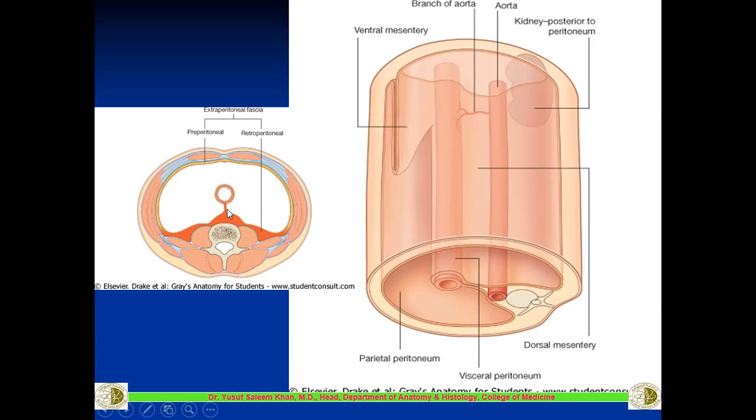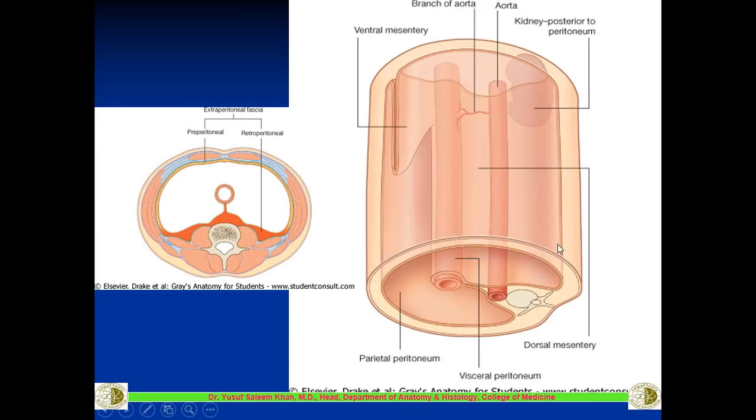This will be called the mesentery in the case of the small intestine, as well as the mesocolon in the case of the large intestine, or mesoappendix in the case of the appendix. Similarly, we have the sigmoid mesocolon. Similarly, there are many other particular names for particular parts of the peritoneum.